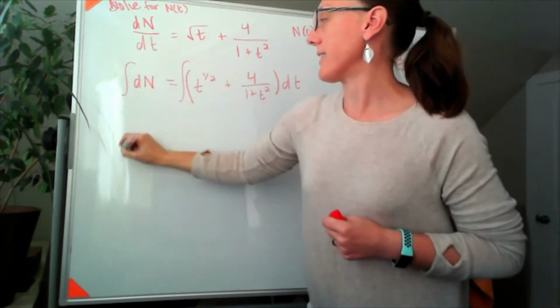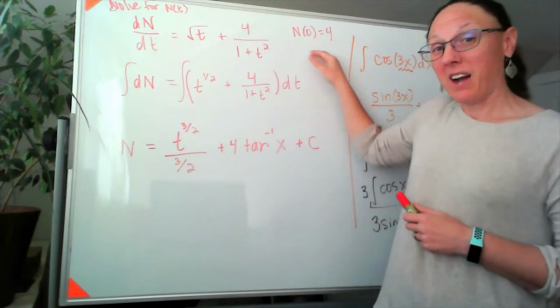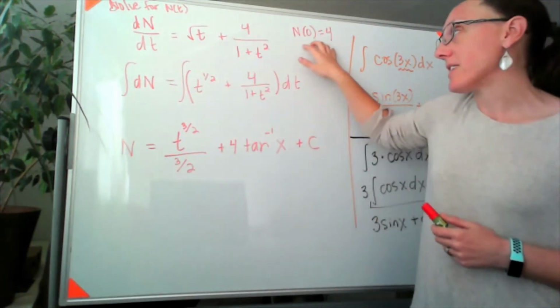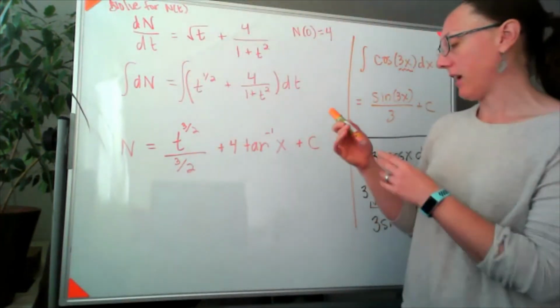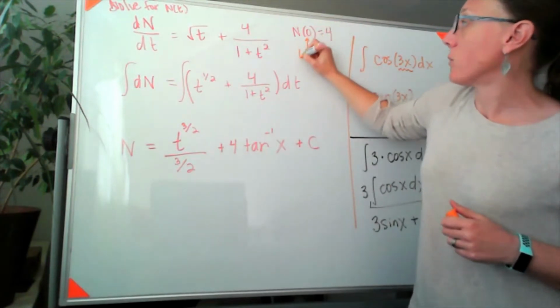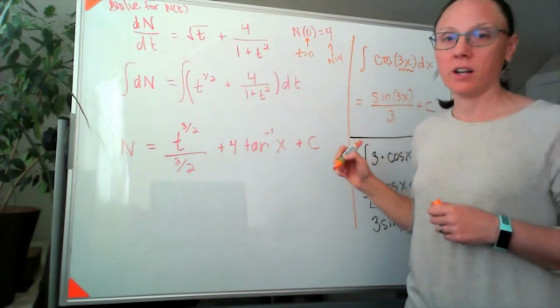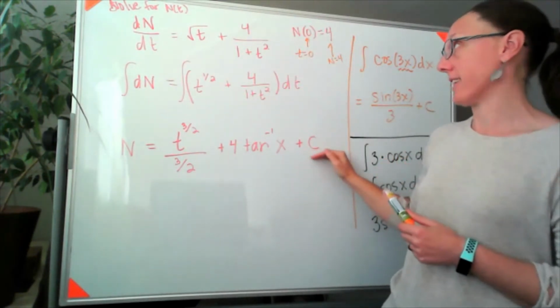I'll integrate the left-hand side for you, and I'll give you a minute to integrate the right-hand side on your paper. Because we have an initial condition, we're not quite done yet. We want to take into account that initial condition. And this says, notation-wise, that when t equals 0, n equals 4. And we're going to want to plug those in so that we can solve for that constant.